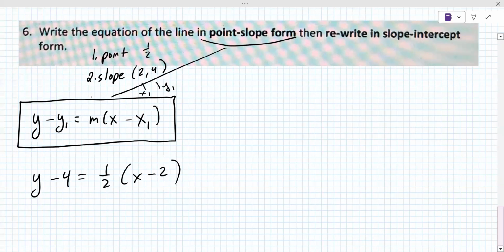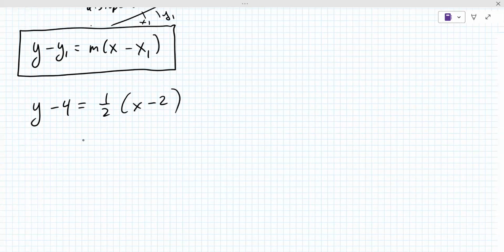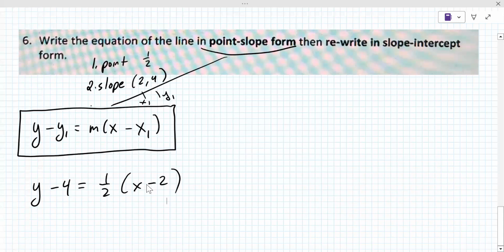All right, now that is the point slope form. There's nothing more to do. It's totally done.